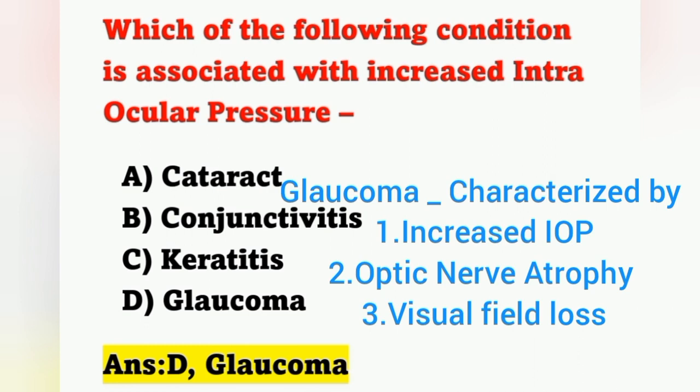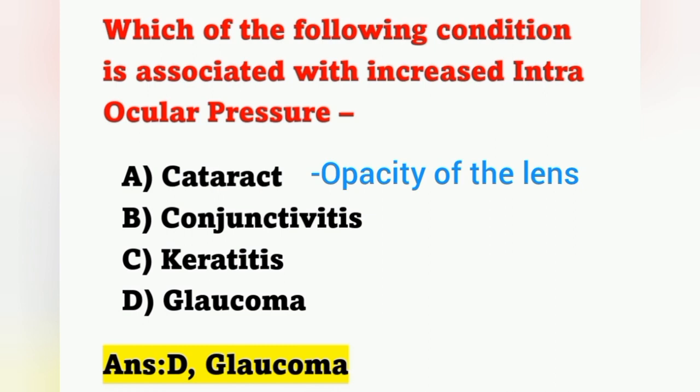Glaucoma is a group of ocular disorders. Ocular disorder means an eye related disorder, which is characterized by increased intraocular pressure and optic nerve atrophy. Atrophy means progressive destruction of the particular part. Optic nerve atrophy means the destruction of the optic nerve and visual field loss. So in our question, increased intraocular pressure is associated with glaucoma. Among these options, glaucoma is the correct answer.